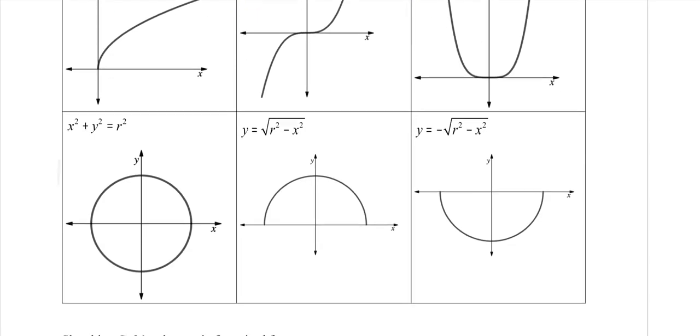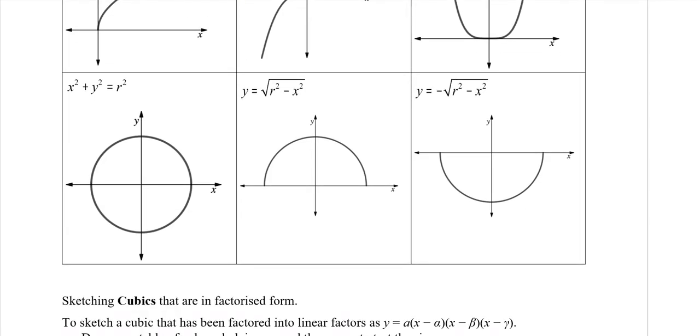Next one, our circle. The circle on the origin is x squared plus y squared is equal to r squared. We just need to know what the radius is from that number on the end. So if it was x squared plus y squared equals 9, we would square root the 9, which means the radius is 3. Okay?